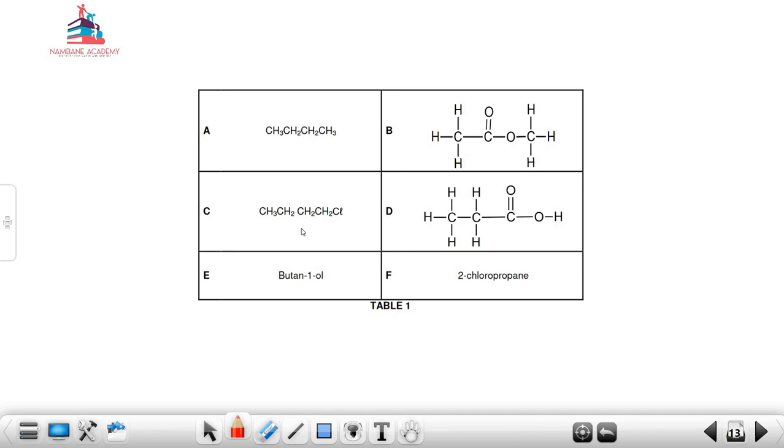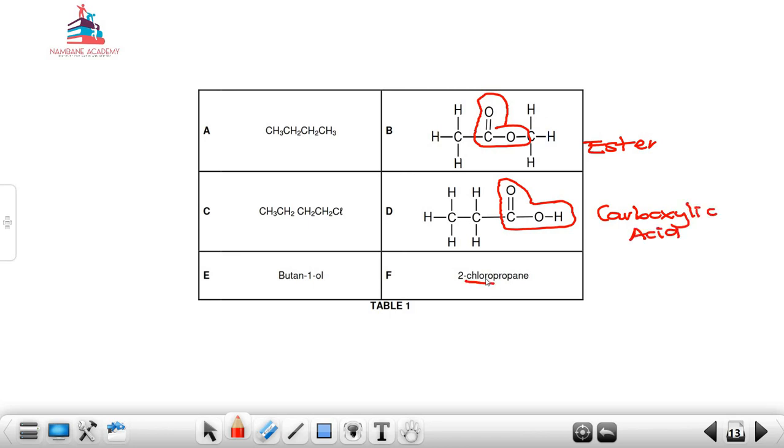Here we have two condensed structural formulas, IUPAC, IUPAC, structural formula, structural formula. So this one here is an ester linkage, so this is an ester. This D has a carboxyl group, so it is a carboxylic acid. This has chloro, that's a halogen, so this is a haloalkane. This has ol, which is hydroxyl, making E an alcohol. This has the presence of chlorine, so it's also a haloalkane.